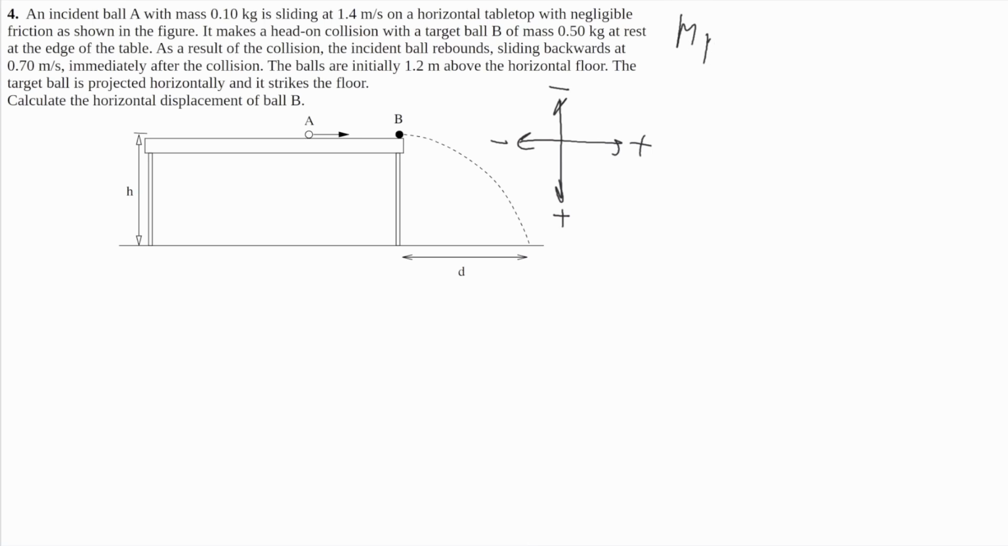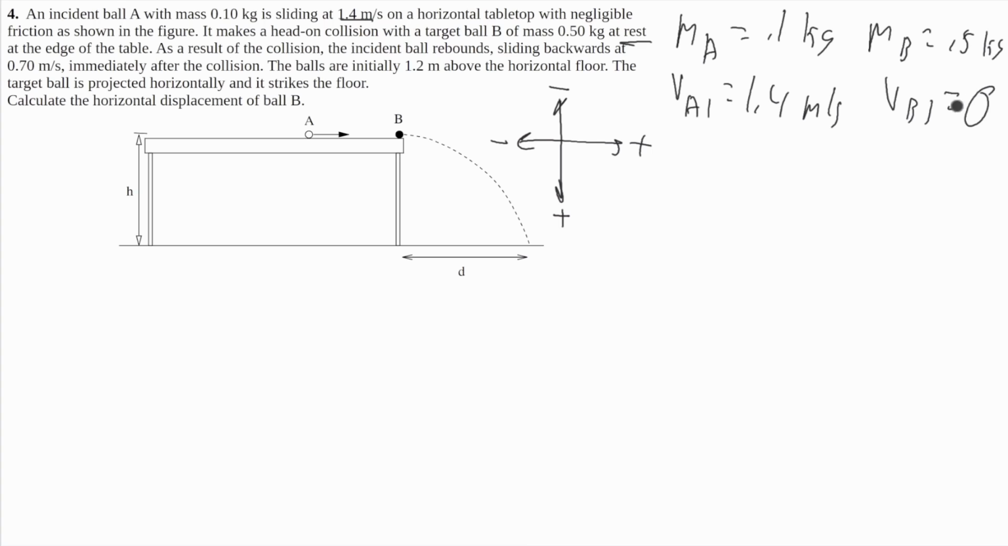It tells us that the mass of ball A is 0.1 kilograms. It tells us that the velocity of ball A is initially at 1.4 meters per second. So I'll say VA1 is 1.4 meters per second. It tells us that ball B's mass is 0.5 kilograms. And it tells us that ball B is initially at rest. So VB1 will be 0.